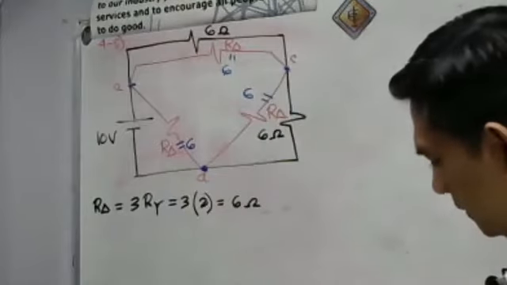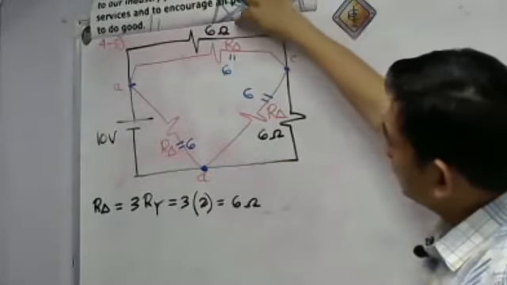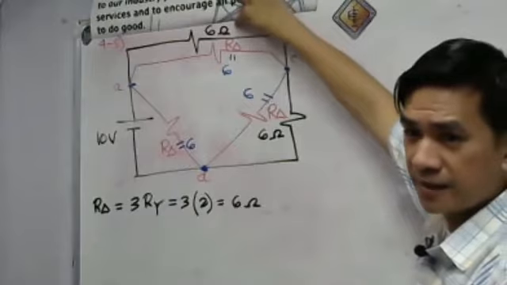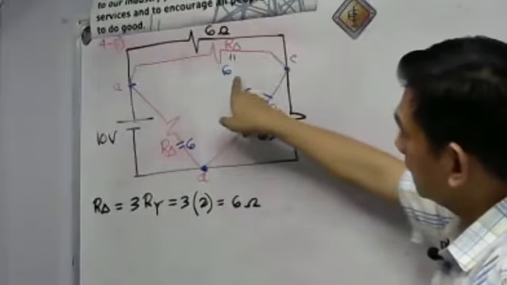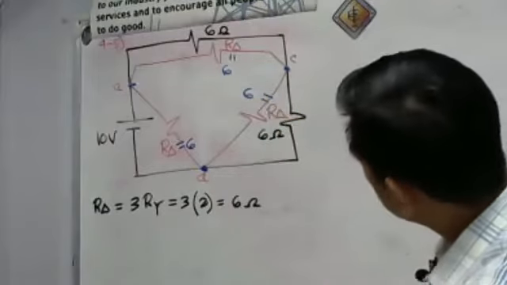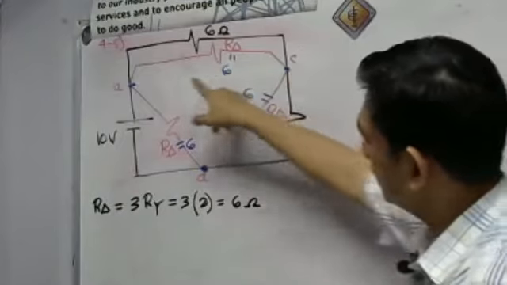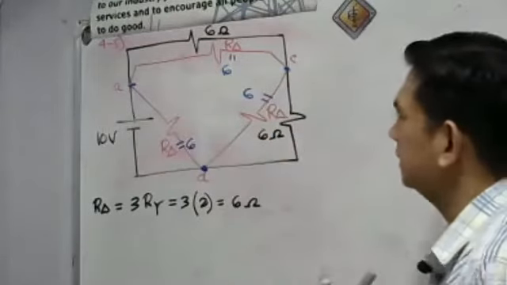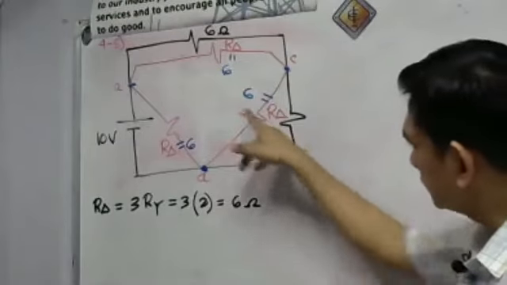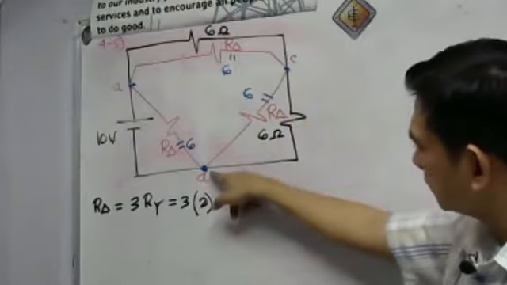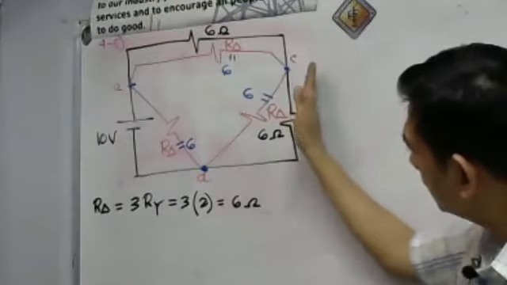Take a look here. What can you say about the 6 ohm here, the black one, the red one, and the blue one? What is the connection? Well, that is just connected in parallel, right? Because there are 2 common nodes here, common node C and A. What about these 2 resistors? They are also connected in parallel because there are 2 common nodes, C and D.